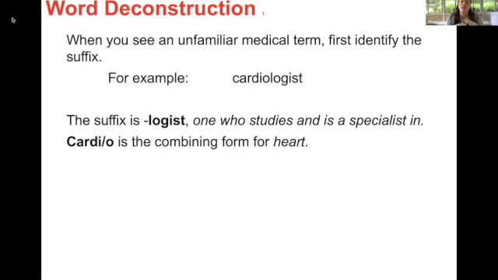If you're given a word like cardiologist, you should be able to figure out what it is. Cardio is going to be heart. Ologist is a person who studies something. It's the specialist. So if you see cardiologist, that literally means the heart specialist.